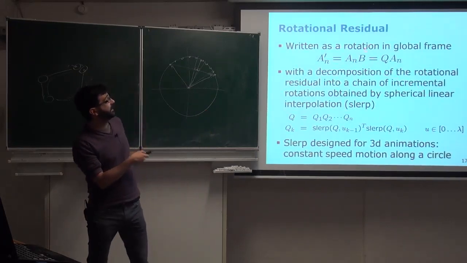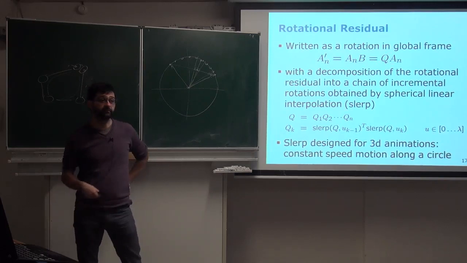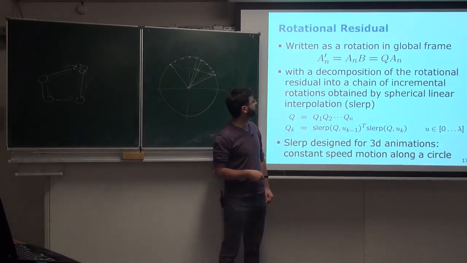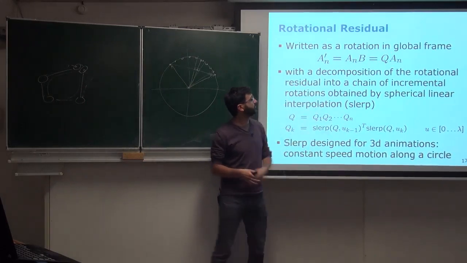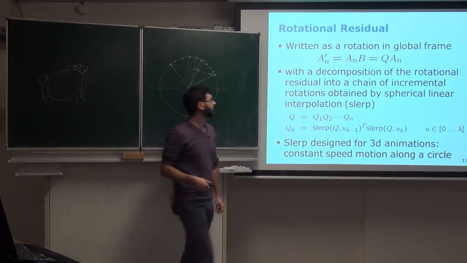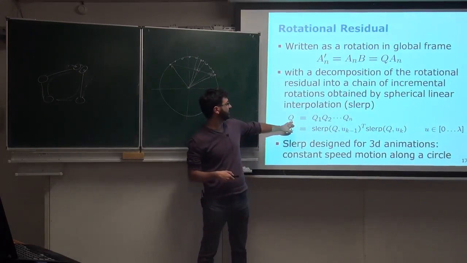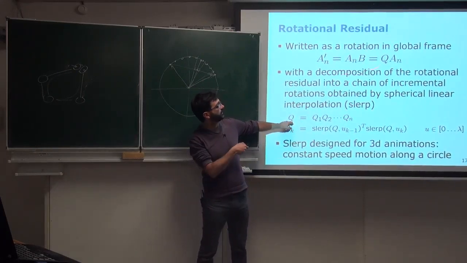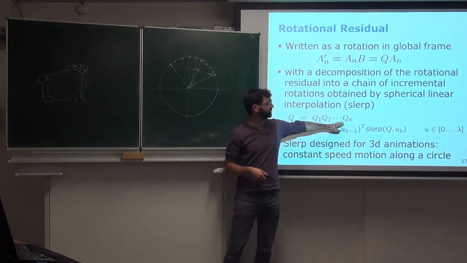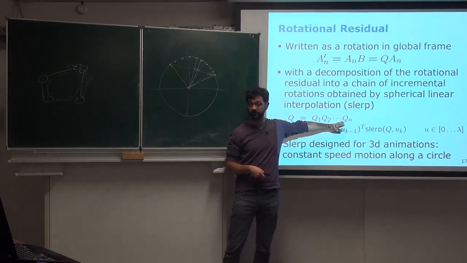Now, if you write this as a rotation in the global frame, you can also say that there is a certain Q, which is our first frame, and AN. When we then decompose the residual into a chain of incremental rotations, we will see that this is the final rotation that we want to achieve. So that goes from the original frame to the final one. This has to be divided into a set of incremental rotations, okay?